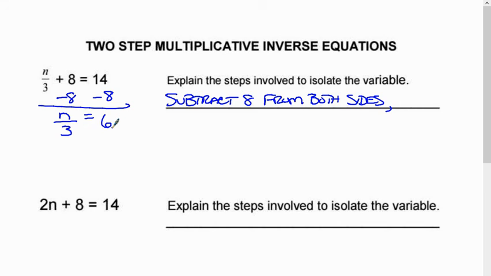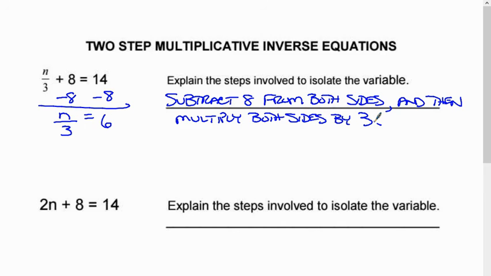Okay, but now we need to get the value of 1n. Since n right now is being divided by 3, we're going to have to multiply by 3 on both sides. So we subtracted 8 from both sides, and then we have to multiply both sides by 3. So let's go ahead and show that.